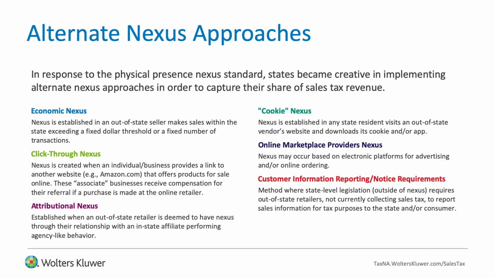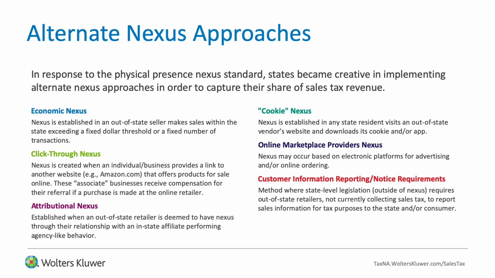So here are those alternative nexus approaches that I mentioned previously. So there's economic nexus, which we talked about. That's established in an out-of-state seller when they make a fixed dollar amount threshold or a fixed number of transactions in a state. The click-through nexus is nexus created when an individual business provides a link to another website. Attributional nexus is created via relationship of an out-of-state retailer through an in-state affiliate performing an agency-like behavior. Then there's cookie nexus, not the kind you eat, but cookies that you leave on a computer.